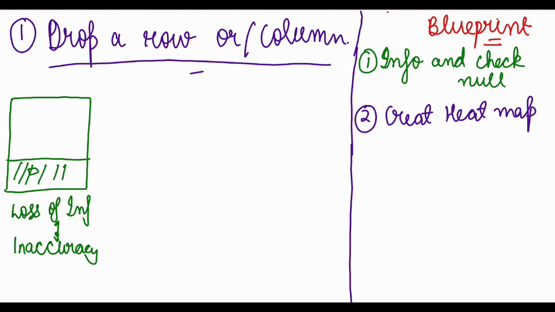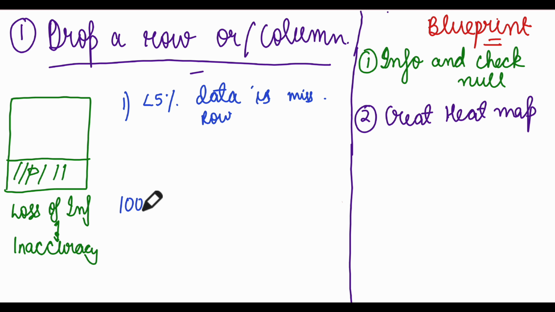So a general practice that I have seen: if less than 5% of your data is missing, then you can drop those rows. Technically 5% of rows, so less than, for example, out of 1,000 rows, let's say only 40 or 50 rows have missing values. Then you can consider dropping those rows.